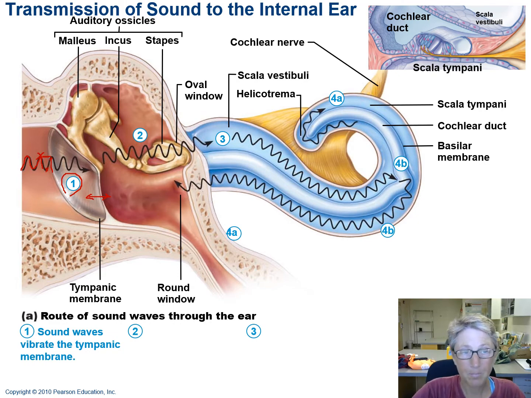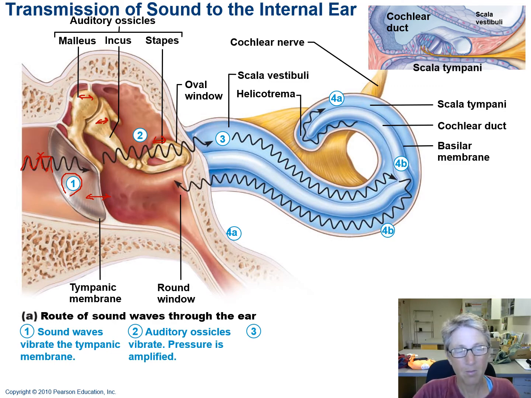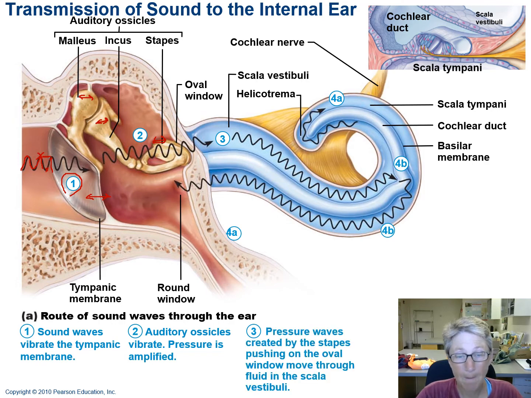Because the malleus, one of those 3 inner ear bones, is attached to the tympanic membrane, that means the malleus is going to start moving back and forth in time with the sound wave. Malleus is connected to the incus, and it will move back and forth. The stapes, the third bone here, will move back and forth. So as the bones vibrate or move back and forth, the initial pressure that came into the tympanic membrane is amplified. So that initial pressure of that sound wave gets bigger.